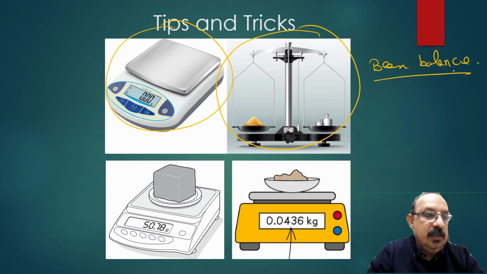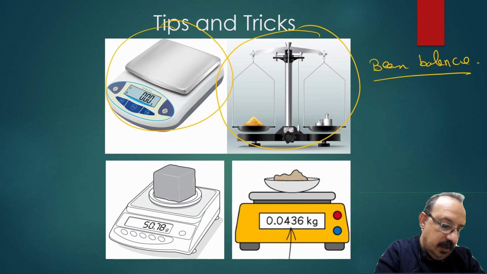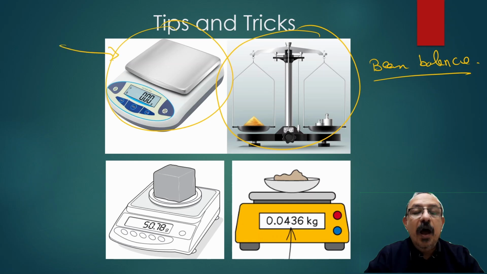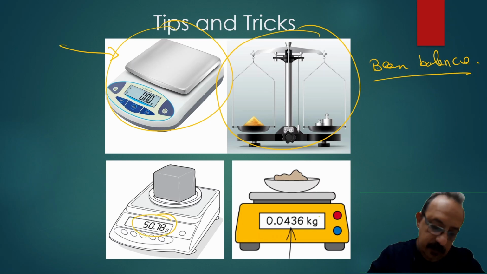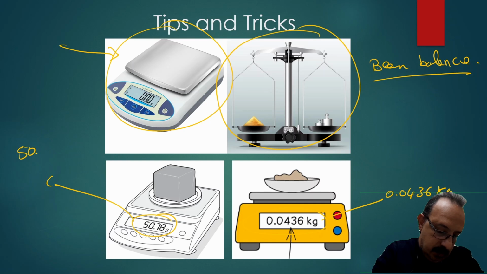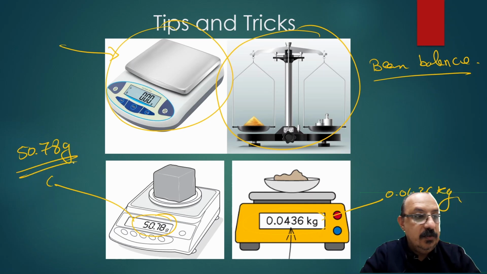I have never seen it being used in any exam. Most of the time, the question is about using a digital balance, and how you take the measurement or the reading is directly from the scale. Directly from the scale. So the mass of the object here is 0.0436 kilograms. The one over here is 50.78 grams. Okay, very simple and straightforward.